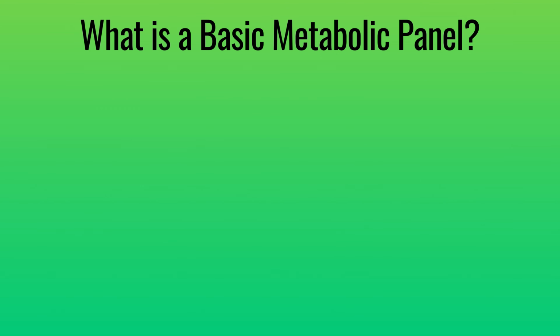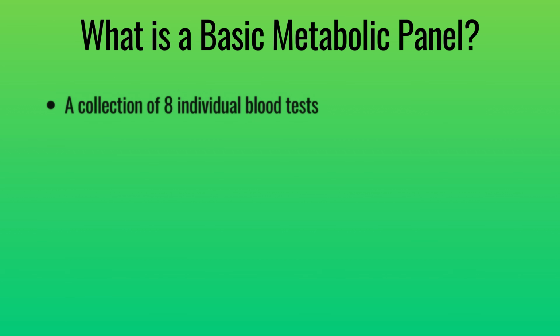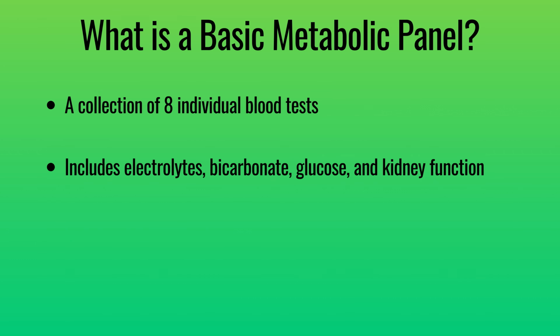So, what is a basic metabolic panel? The BMP is a panel or collection of 8 individual values tested from the blood. It includes electrolytes like sodium, potassium, chloride, and calcium. It also tests bicarbonate and glucose levels, as well as kidney function.